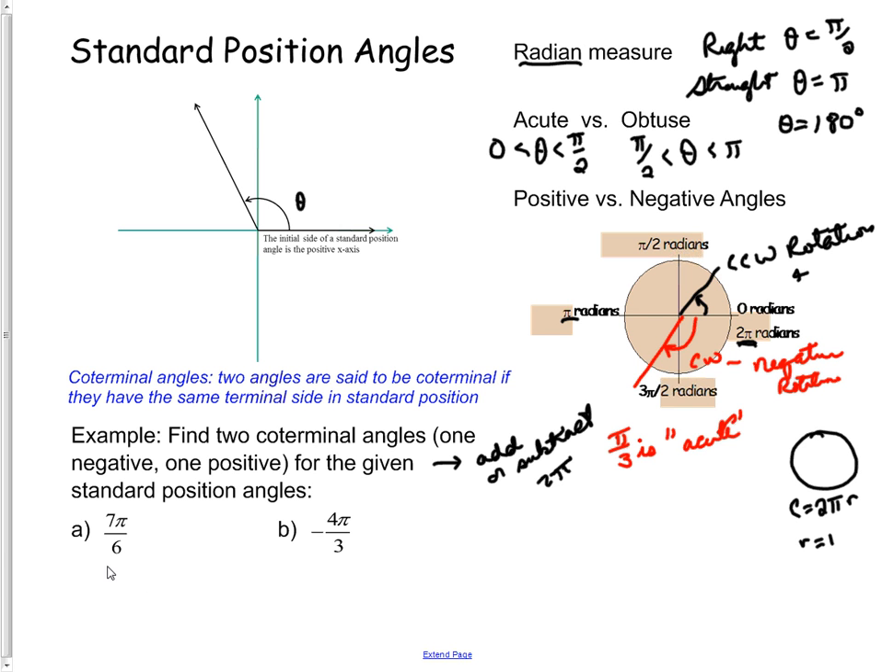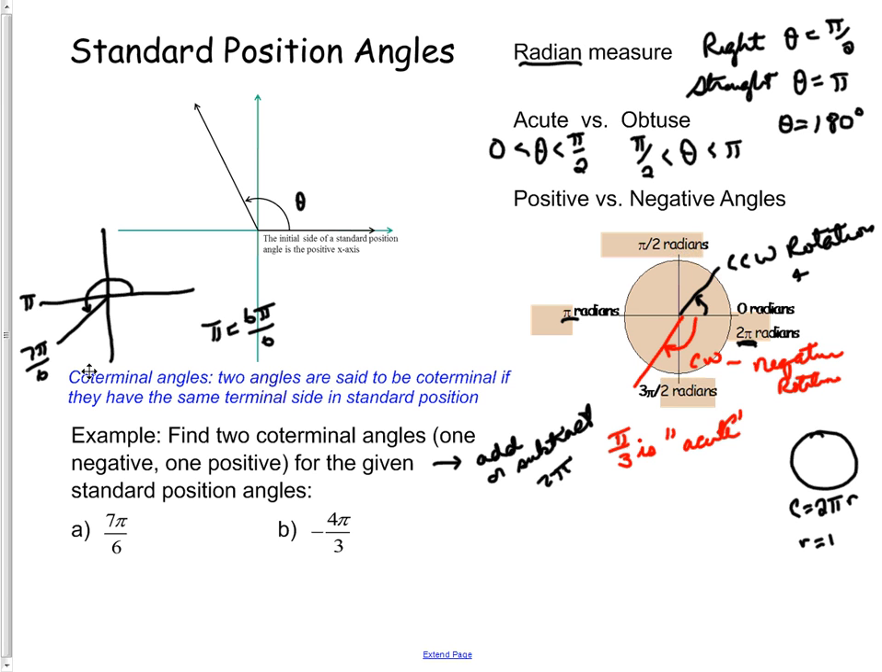So let's try 7 pi over 6. 7 pi over 6 is an angle, and I'll draw it over here in my standard position. Here is pi. Pi is equal to 6 pi over 6. So if I wanted to visualize where 7 pi over 6 is, I'm going to go pi over 6 more. So 7 pi over 6 is pi over 6 greater than pi. Here's the angle 7 pi over 6.